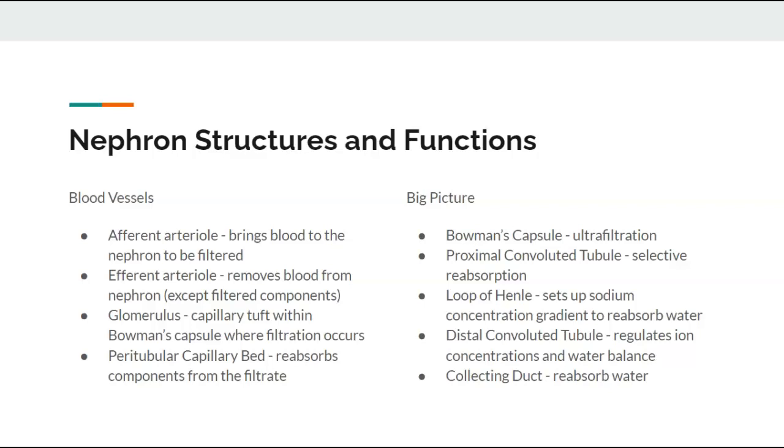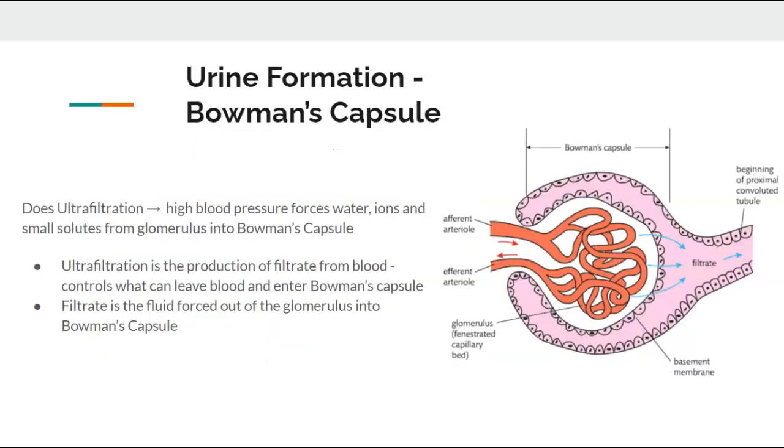Loop of Henle is a sodium concentration gradient, which means there are different amounts of salt, which brings out water via osmosis, right, to absorb water. Distal convoluted tubule regulates ion concentrations and water balance. If you took too much out for reabsorption or you didn't take enough out, this is like the final checkpoint. And then the collecting duct is reabsorbing water if necessary.